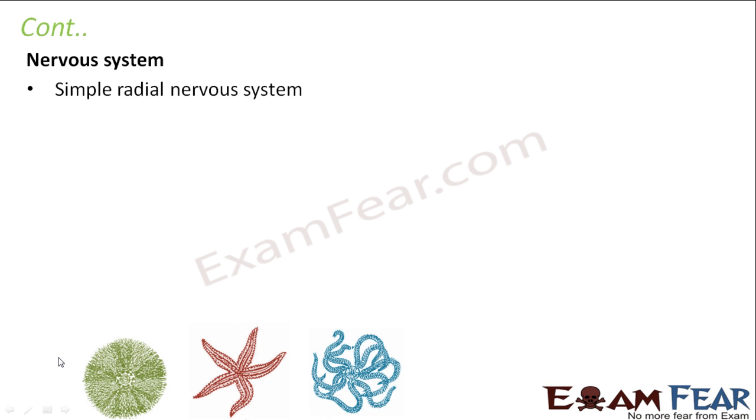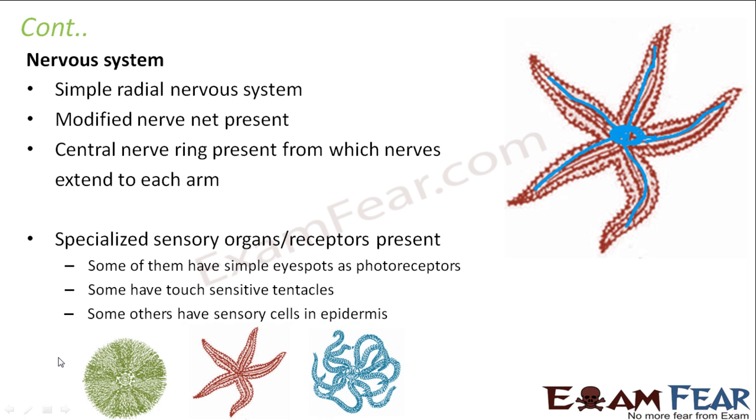The next is the nervous system. These echinoderms have a simple nervous system that is radial in nature. A modified nerve net is present. There is a central nerve ring present, from which nerves extend to each arm. So this is the central nerve ring, and from it different nerves extend across each arm.